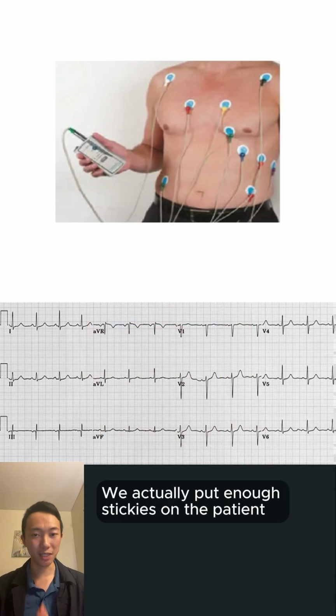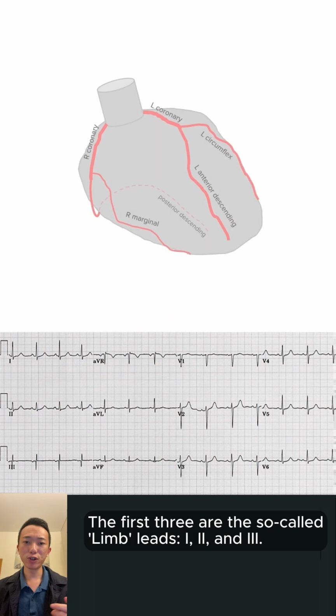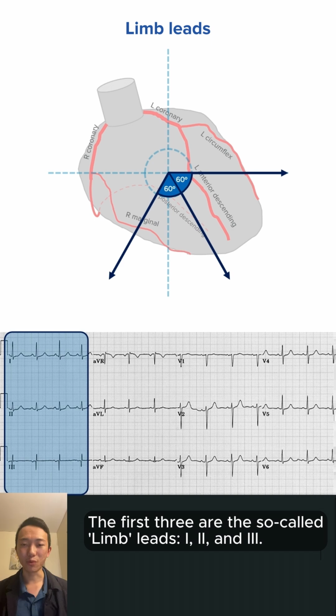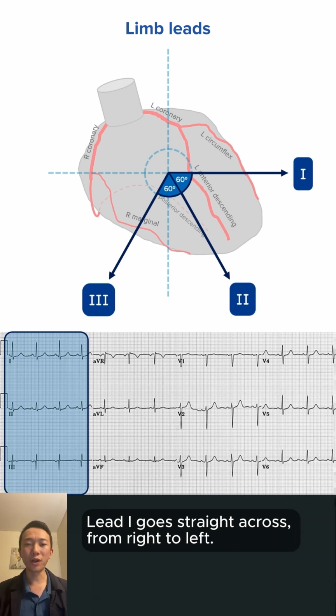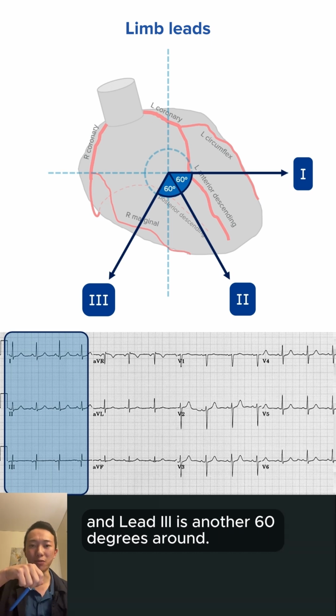Now, in practice, we don't just record between that single pair of dots. We actually put enough stickies on the patient to record 12 different leads at the same time. The first three are the so-called limb leads, 1, 2, and 3. Lead 1 goes straight across the chest from right to left. Lead 2 is 60 degrees down from that, and lead 3 is another 60 degrees around.